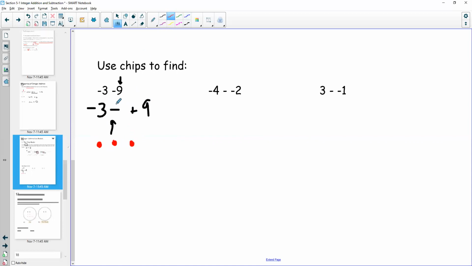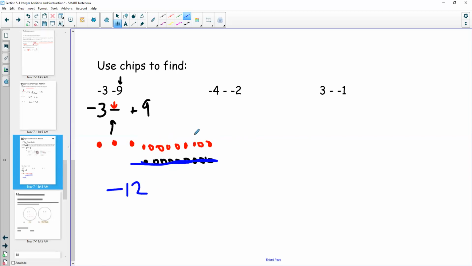Now I need to take away, that's what this minus says, +9. So I need 9 black chips. But I can't just add 9. I need to add 9 zeros. So I have 9 zeros now. I can take away my +9 chips. What's left is -12. Whew.